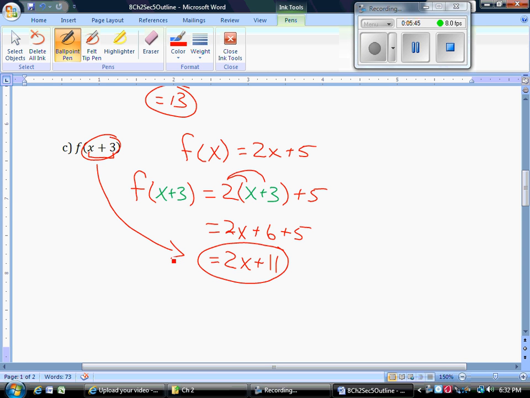That's really all function notation is. We have some more examples on the back to continue practicing. So let's take a look at those real quick.